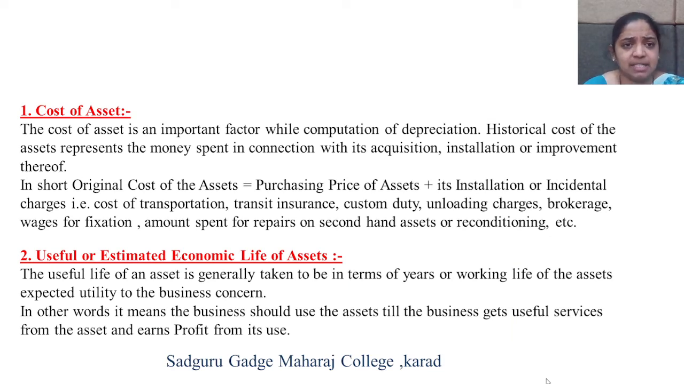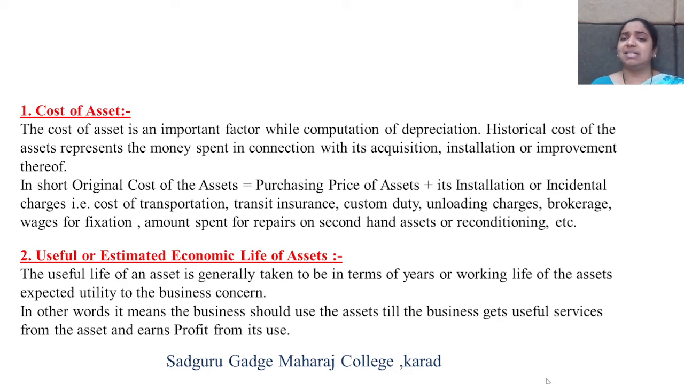The cost of asset is a very important factor while computation of depreciation. Historical cost of an asset represents the money which you spend in connection with its acquisition, installation or improvement thereof. In short, original cost of an asset. How will you come to know the original cost of an asset? By using this particular formula. When you want to know the original cost of an asset, you have to do what? Purchasing price of an asset plus installation or incidental charges.